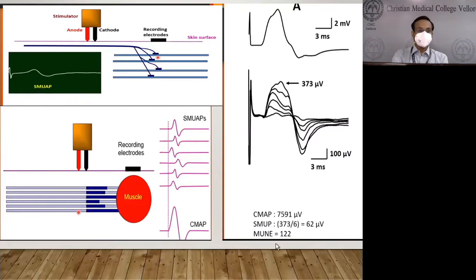So this was a very old study, and CMAP divided by the surface motor unit potential. So, yes. This is just an example. Normally we do 9. I got this slide from the AOCCN plenary session, where Dr. Aditya was discussing how they do their motor unit estimation.